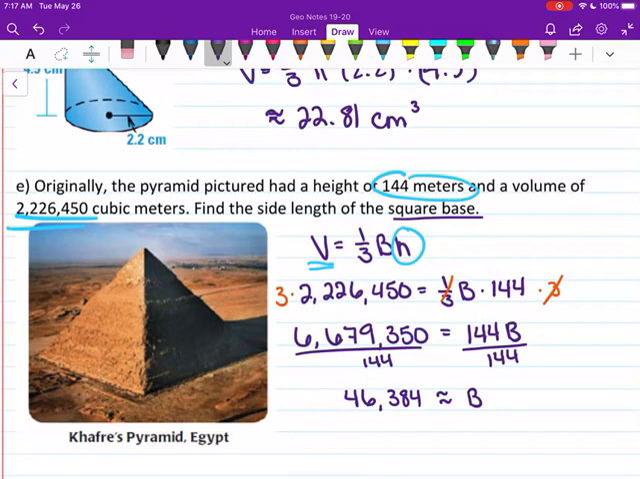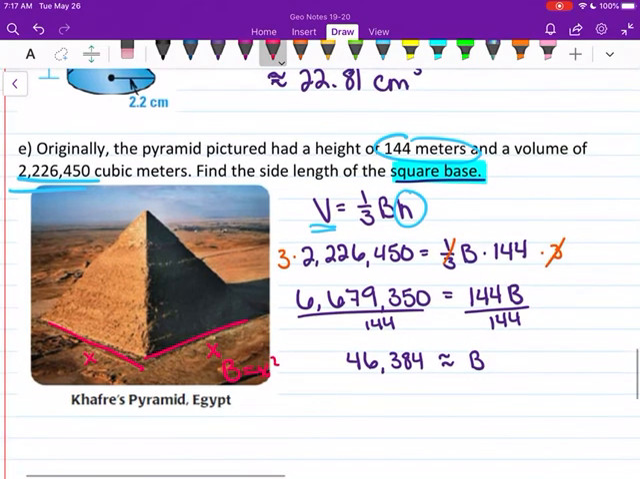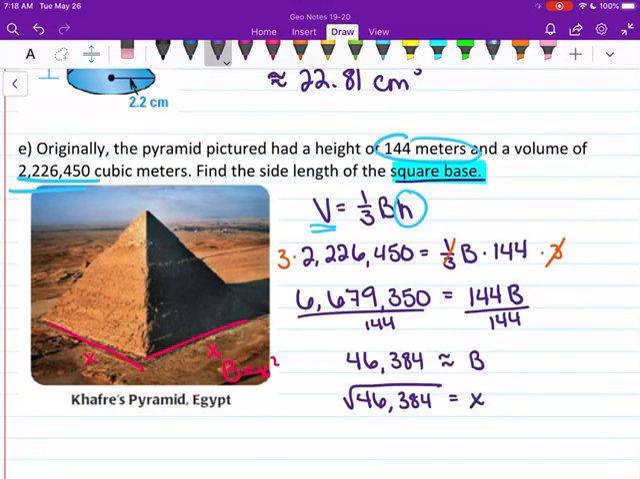And then they tell us that the base is a square. So if my base is a square, that means if I call one of those sides x, the area of the base is going to be x squared. So if I take the square root of that, that's going to give me x. So the length is approximately 215, and what are my units here? Meters. Okay, so that's going to be the length of that base.